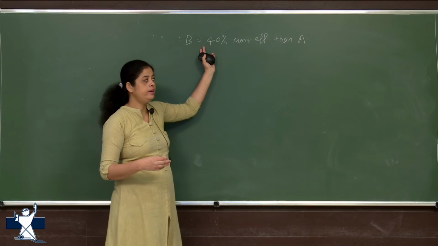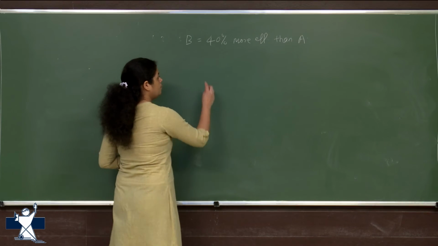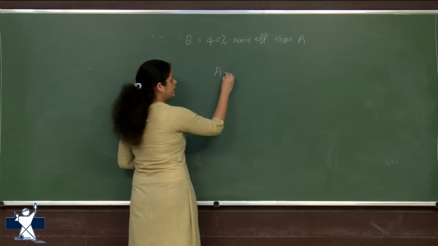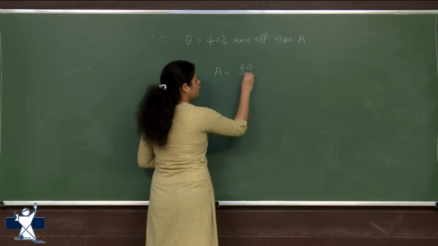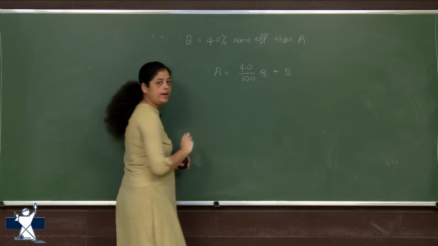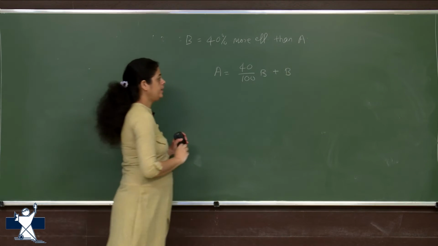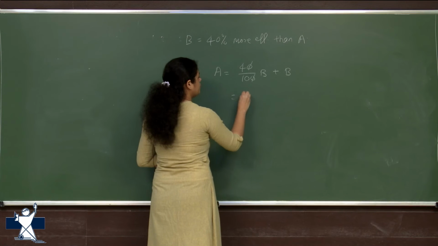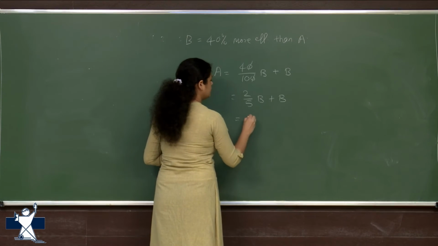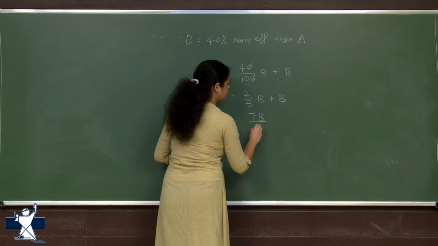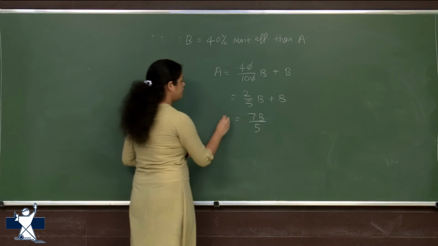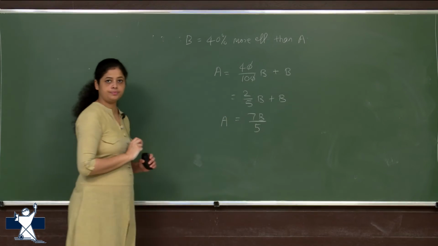That means, right? So A, we will write it as number of days में अगर लिखना है तो A is taking more days. So 40% of B plus B are the days taken by A. Okay? ये जाएगा 2/5b plus b, which is equal to 7b upon 5, right? So these are the number of days A is taking.